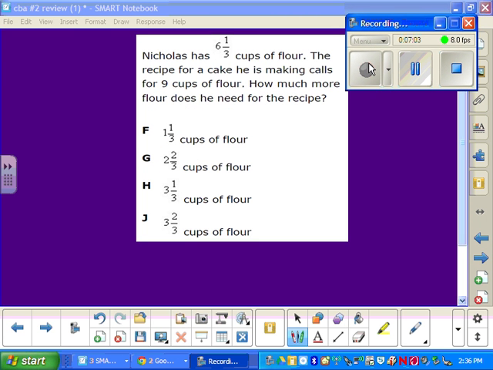Nicholas had 6 1/3 cups of flour. The recipe for a cake he is making calls for 9 cups of flour. How much more flour does he need for the recipe?